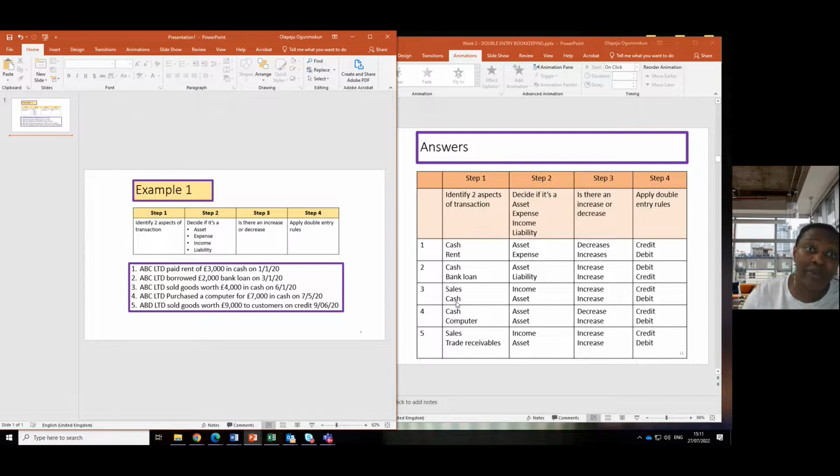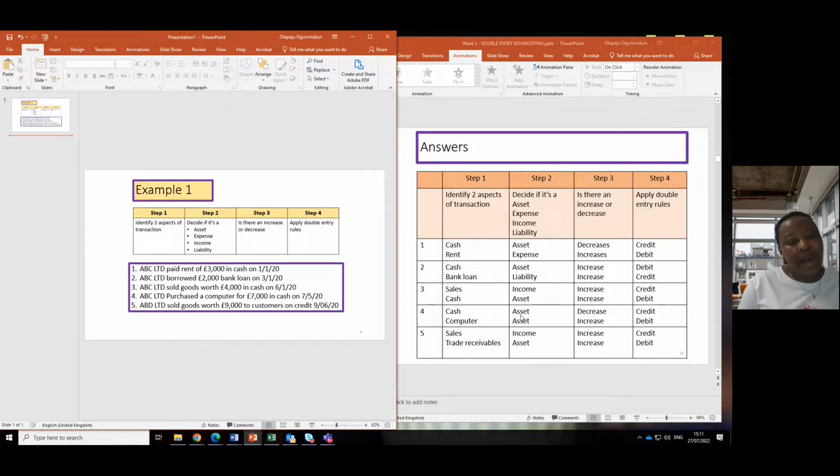Sales is an income, a revenue, because when we were looking at the accounting terminologies and we had discussed income and revenue, we said sales is an income. It's when you sell goods or offer services in exchange for cash. In this cash sale, sales is an income. Cash, on the other hand, is an asset. And here, the cash asset has increased. Sales has also increased, right?